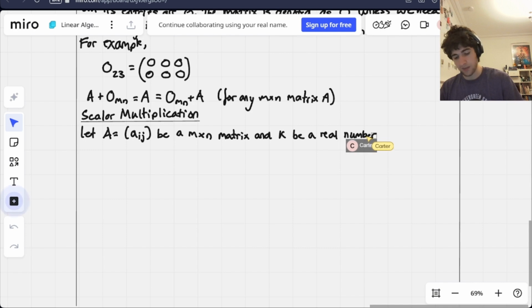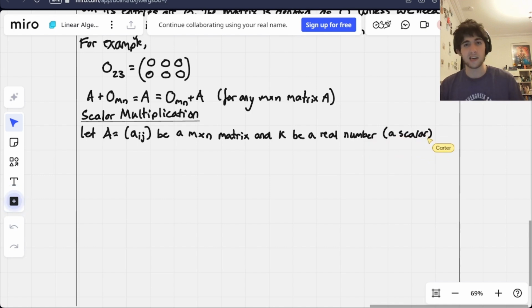If we have a real number, we also sometimes call those things scalars. So in this case, those two things are basically the same. Our real number k is a scalar as well. You can use those words interchangeably. k being a real number means it's a scalar. So k is our scalar, k is a real number, those are the same thing.